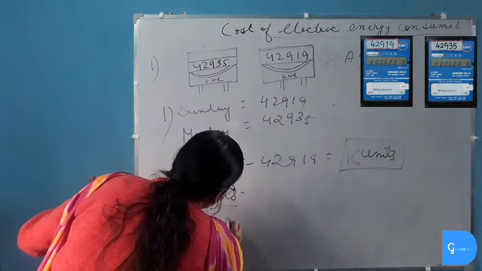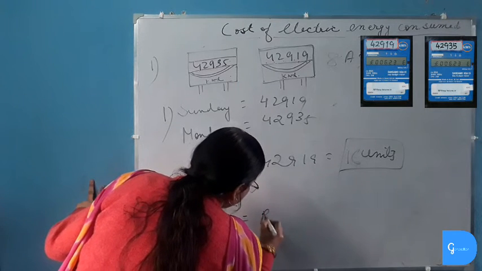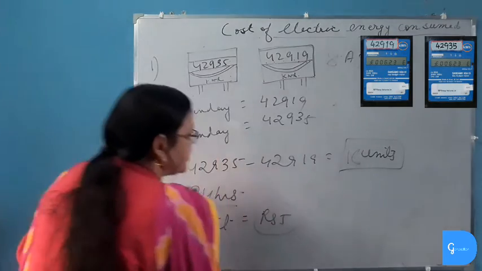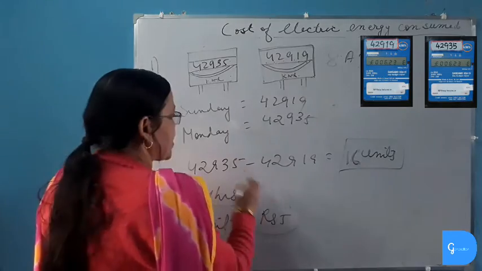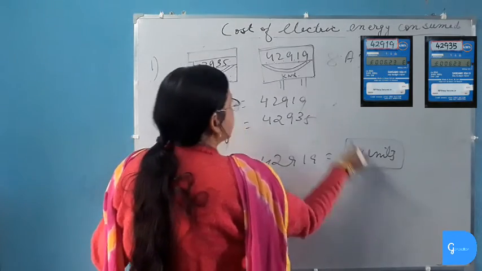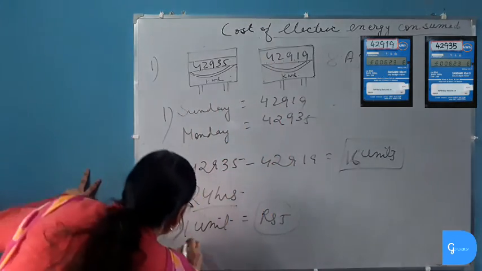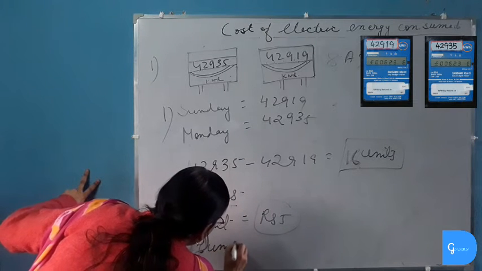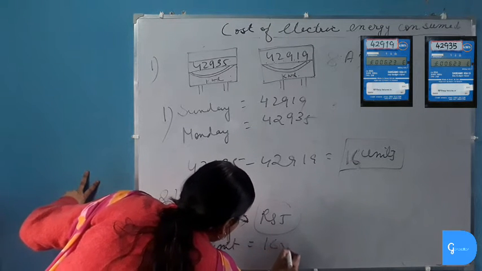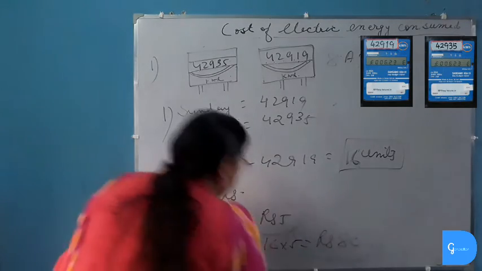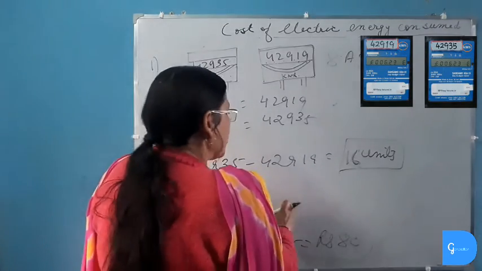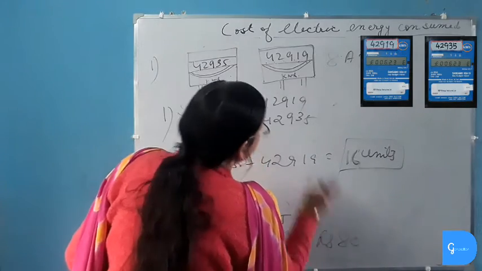1 unit costs rupees 5, and the number of units used here is 16 units. In 24 hours, 16 units of electricity were used. So the cost of 16 units will be 16 into 5 is equal to rupees 80. Thus the cost of 16 units in 1 day will be rupees 80.